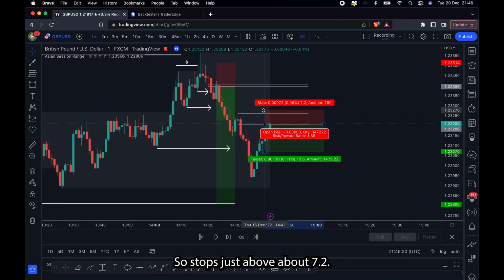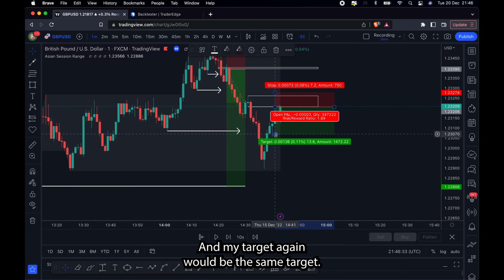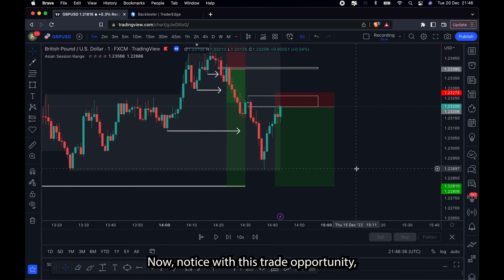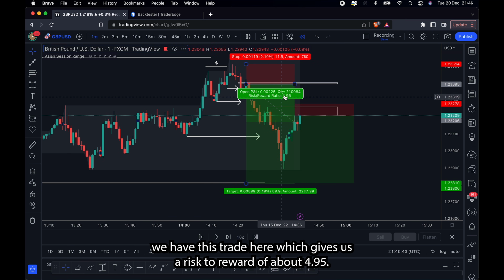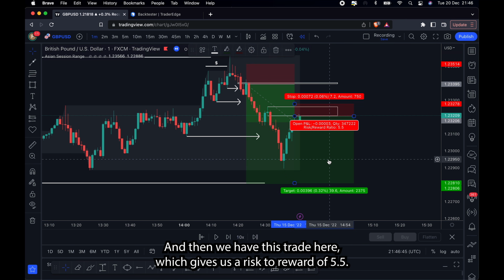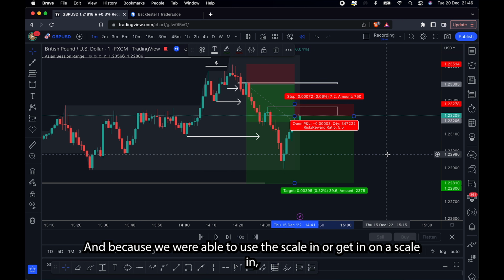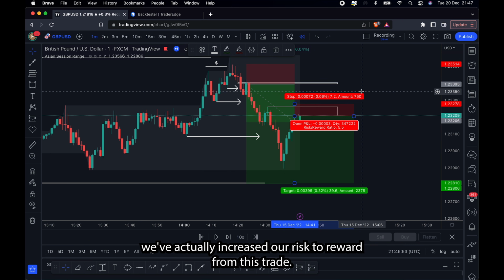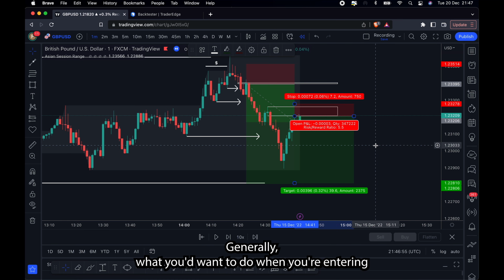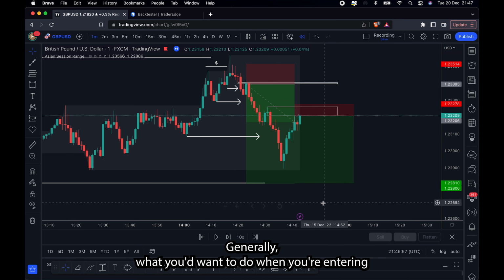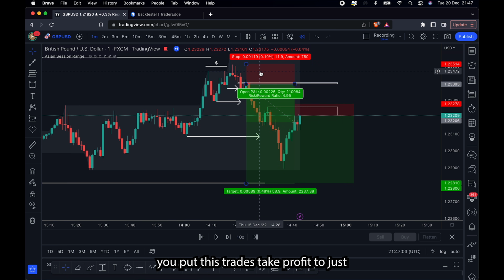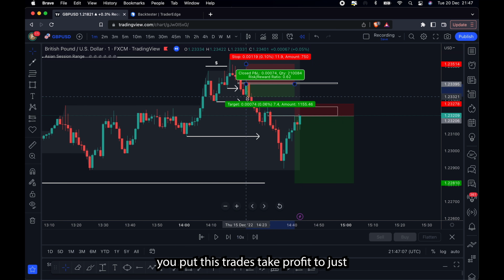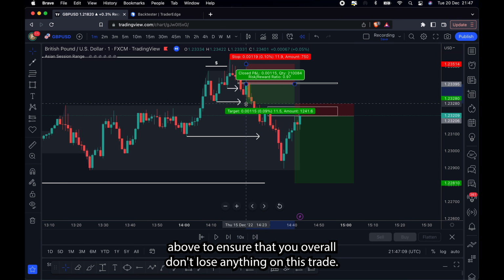So stops just above, so about 7.2, and my target again would be the same target. Now notice with this trade opportunity, we have this trade here which gives us a risk reward of about 4.95, and then we have this trade here which gives us a risk reward of 5.5. And because we were able to get in on a scaling, we've actually increased our risk reward from this trade. Generally, what you'd want to do when you're entering from a scaled in trade is ensure that if price does stop you out, you put this trade's take profit to just above to ensure that you overall don't lose anything on this trade.